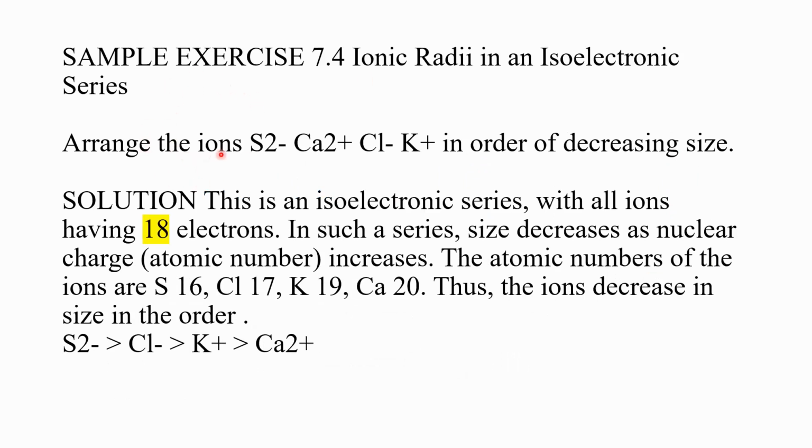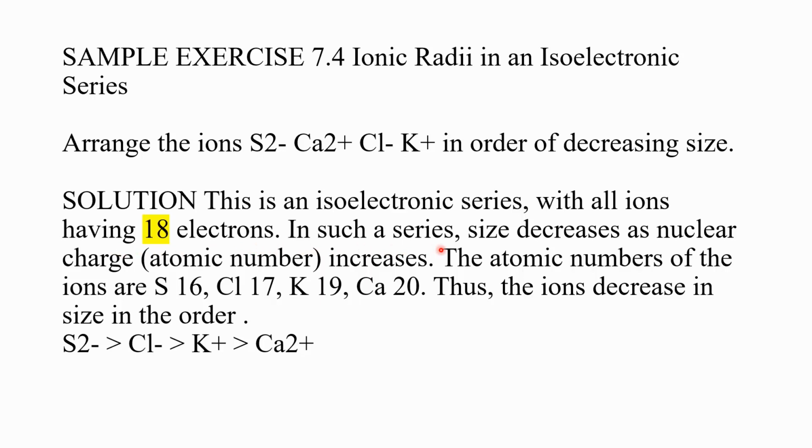Finally, you can look at this sample exercise. Ionic radii in isoelectronic series. Arrange the following ions: S-2, calcium plus 2, Cl minus, K plus in order of decreasing size. First of all, you should prove that this is an isoelectronic series. For example, sulfur 16 plus 2 electrons is 18, calcium 20 minus 2 electrons is 18, Cl 17 plus an electron is 18, potassium 19 loses an electron and becomes 18. So this is an isoelectronic series with all the ions having 18 electrons.